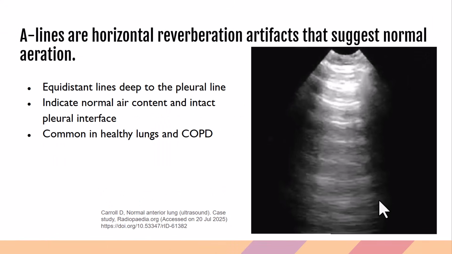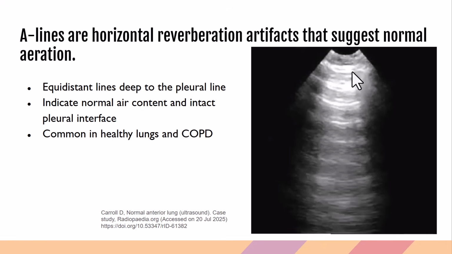A lines are horizontal reverberation artifacts that also suggest normal aeration. A lines are going to be equidistant, very bright repeating lines that appear deep to the pleural line. So in our image here, this is the pleural line, and then we can see these reverberations, throwback to physics, equidistant lines that go deep into the image. They result from the ultrasound beam bouncing between the pleura and the probe.